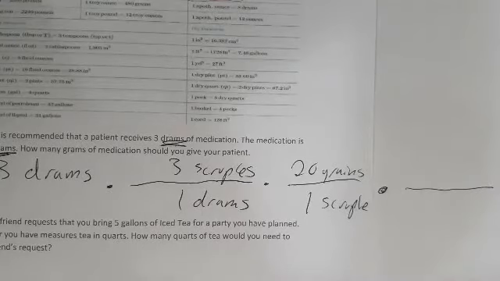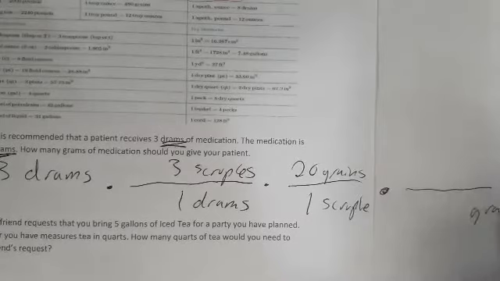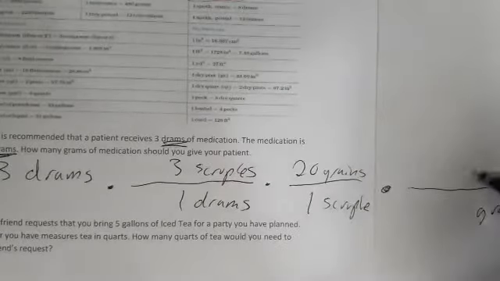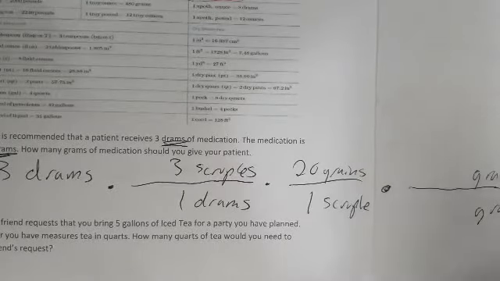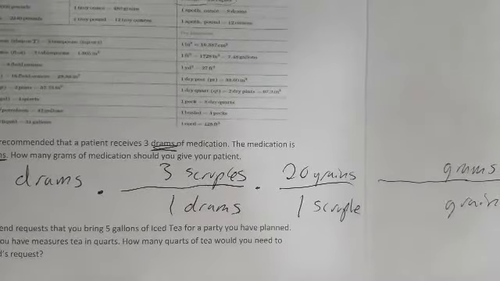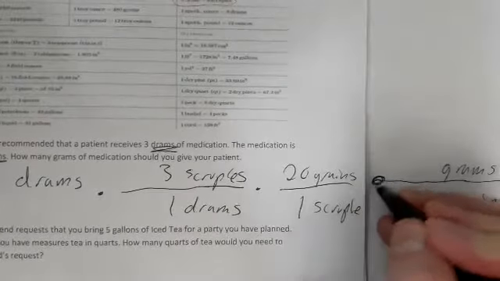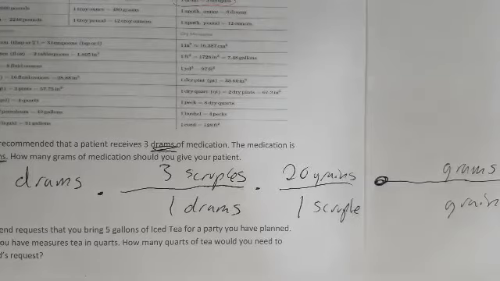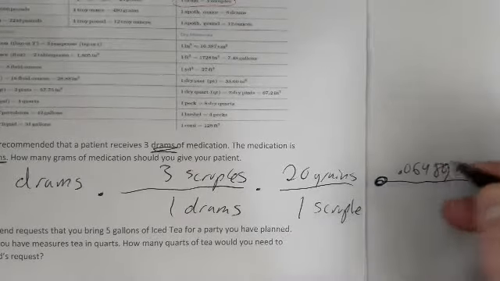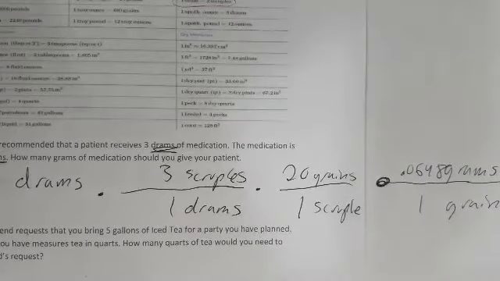I think there's one other thing I have to do to get to grams. I'm going from grains to grams, I believe. To simplify out that grains on top, I have to put grains on the bottom. And I have to put grams on top. In my conversion factor here, there are 0.0648 grams in a grain.